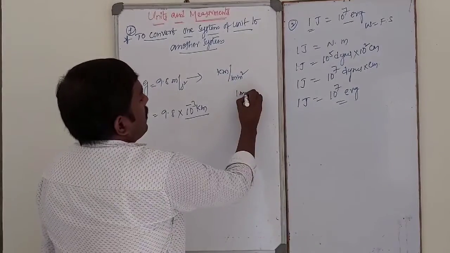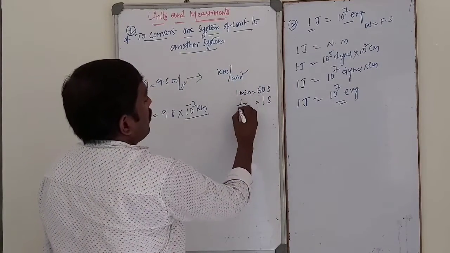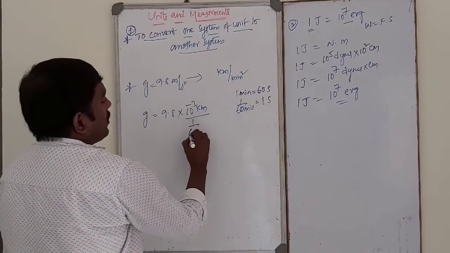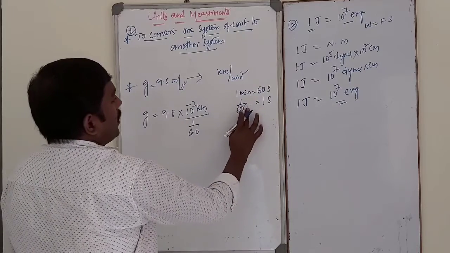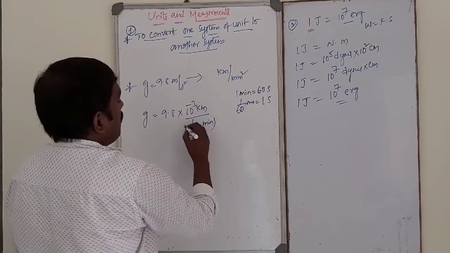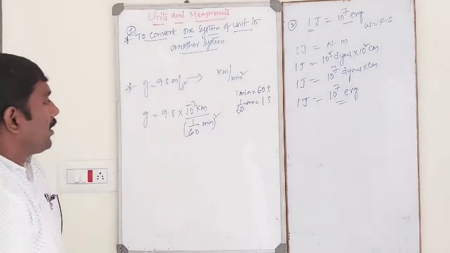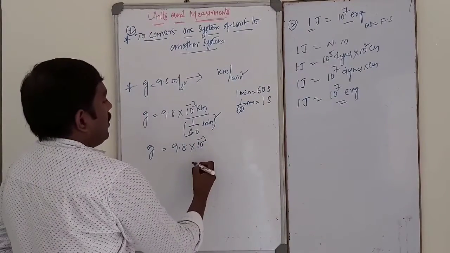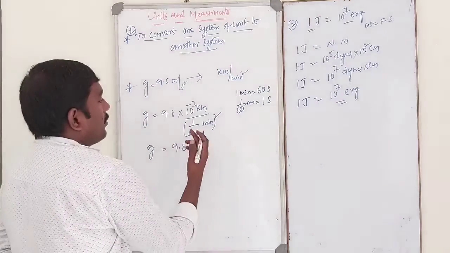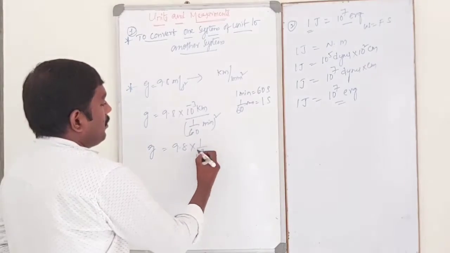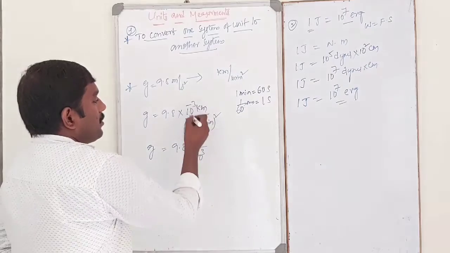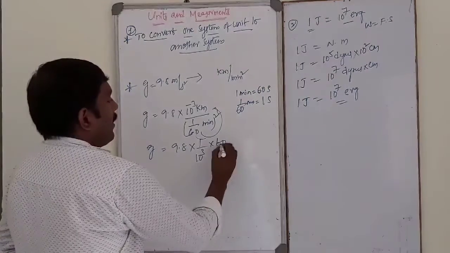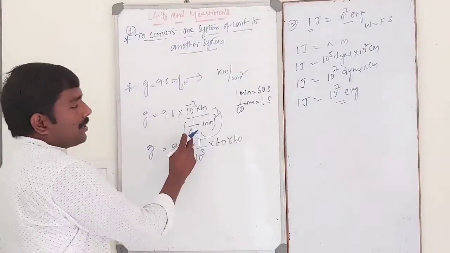So dear students, 1 minute is equal to 60 seconds, and 1 second is equal to 1/60 minutes. Instead of second, we write 1/60 minutes, squared. So g is equal to 9.8 into 10 power minus 3, which is nothing but 1/10³. Taking 1/60 squared from denominator to numerator, it becomes 60 into 60, that is 60 square.